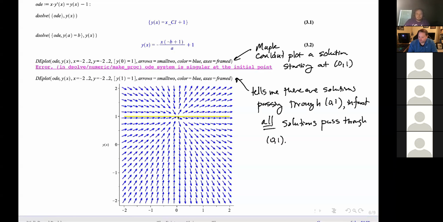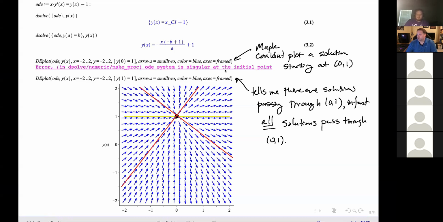So the reason that Maple failed to give you an answer here is because we started off at a bad point, but it was a bad point where we lost uniqueness. We lost uniqueness there. We didn't lose existence. There turn out to be several solutions that pass through 0, 1. Here's 0, 1. There are several solutions that pass through that. All of these pass through that. Any line through this point is a solution. It follows the arrows of the slope field. So there are an infinite number of solutions that pass through 0, 1.